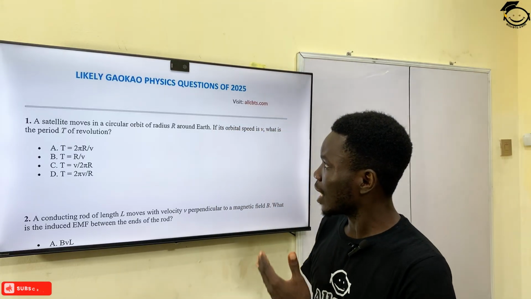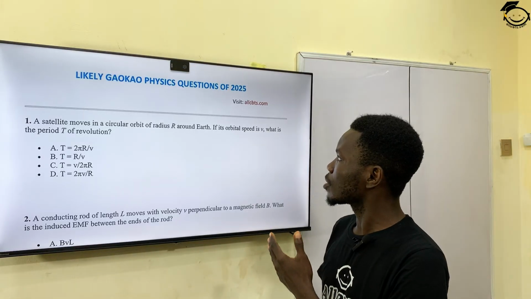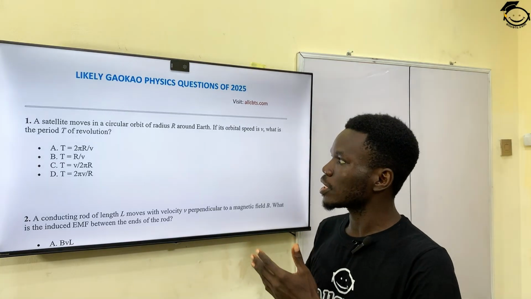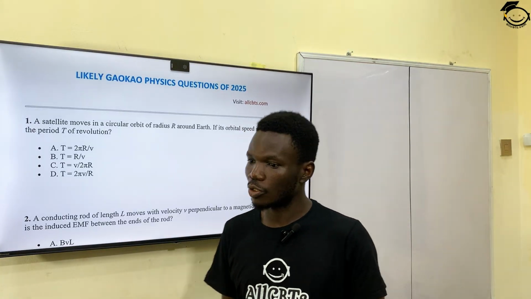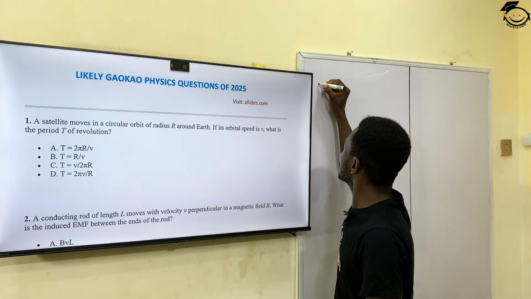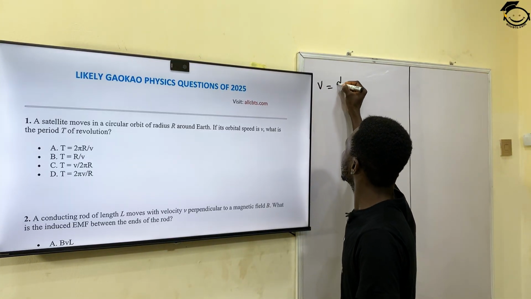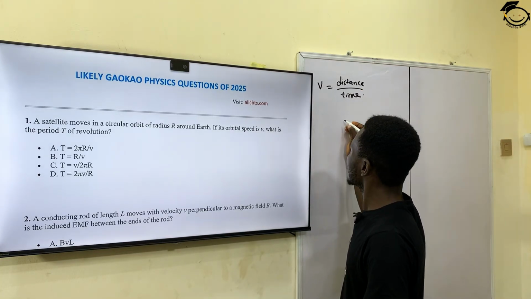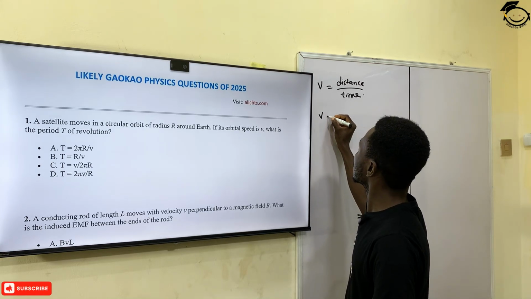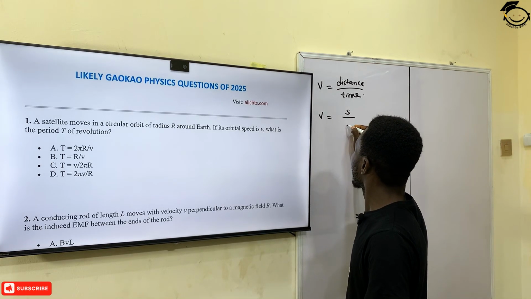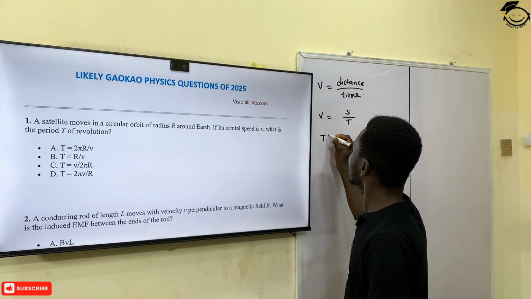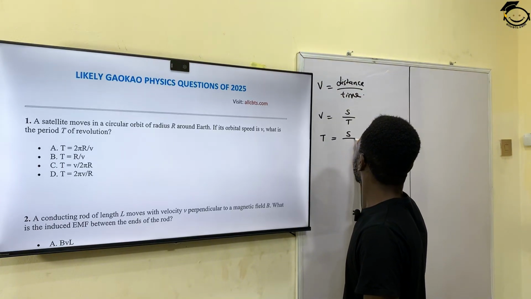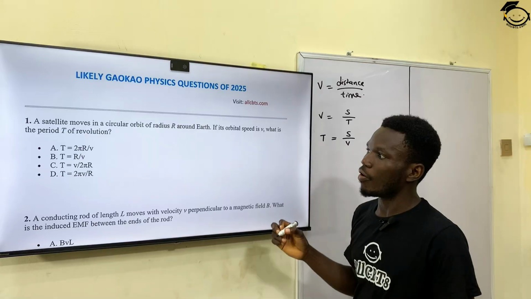Question number 1 says, a satellite moves in a circular orbit of radius r around Earth. If its orbital speed is v, what is the period T of the revolution? And we know that speed or velocity is equal to distance over time. That's to say that the speed in this case is the same as distance over my period. That is to say that the period is equal to my distance over my speed or velocity.